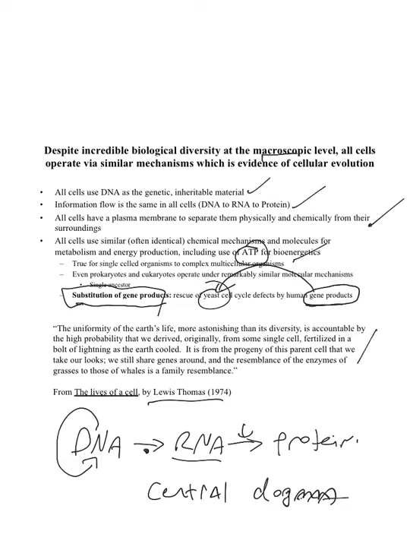The uniformity of the Earth's life, more astonishing than its diversity, is accountable by the high probability that we derived originally from some single cell, fertilized in a bolt of lightning as the Earth cooled. It is from the progeny of this parent cell that we take our looks. We still share genes around, and the resemblance of the enzymes of grasses to those of whales is a family resemblance. Pretty cool. You can overlook the hyperbole, fertilized in a bolt of lightning. My gosh.